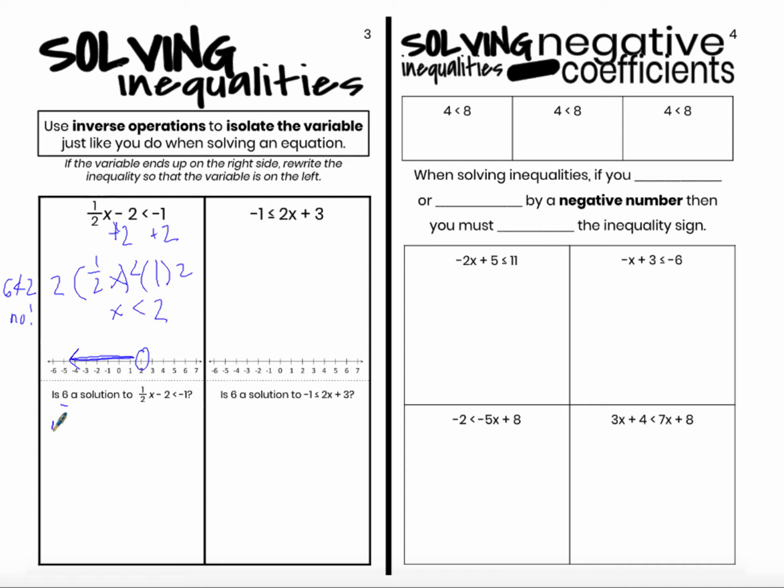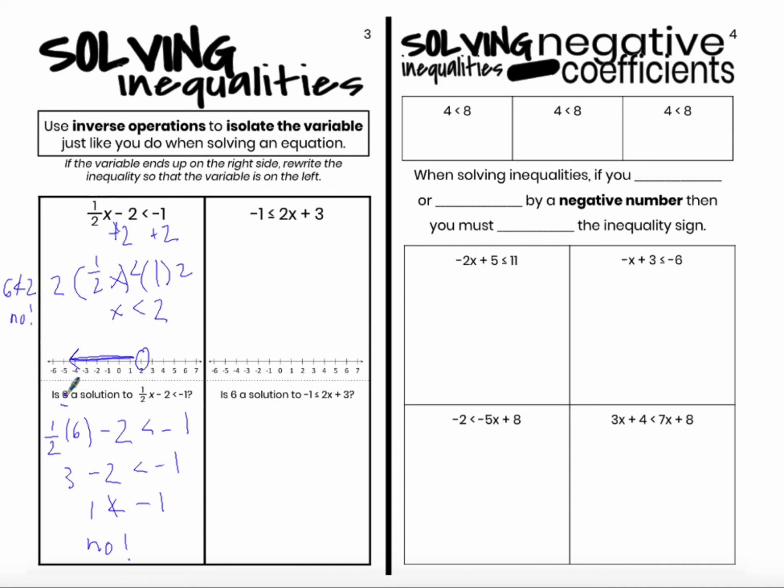Another way to answer this question is to just take the inequality and plug the possible solution in. Plug 6 in for x. 1/2 times 6 is 3. 3 minus 2 is 1. And then I look to see if plugging in that solution for x yields a true statement. Is 1/2 times 6 minus 2 less than -1? In this case, is 1 less than -1? No, it is not. 1 is not less than -1. That is not a true statement. So no, 6 is not a solution to 1/2 x minus 2 is less than -1.